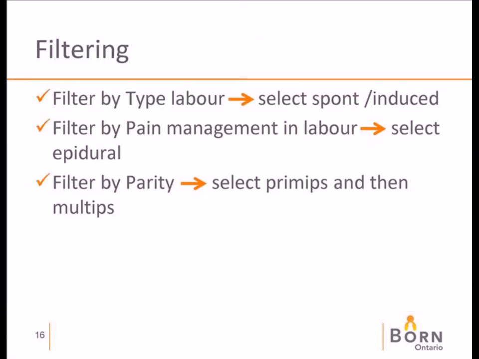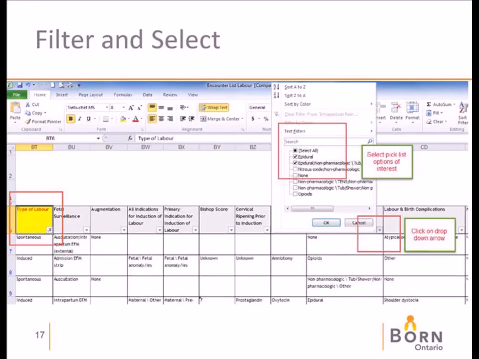And like I said, Vivi's going to take you through this live. So I'm not actually going to stay too much on this, but we will be filtering by type of labor, the pain management, and the parity, because that's part of our query. So it essentially looks like this. We find, and we'll show you how to find each because there's hundreds. This can be quite daunting when you first open up a big Excel spreadsheet like this.